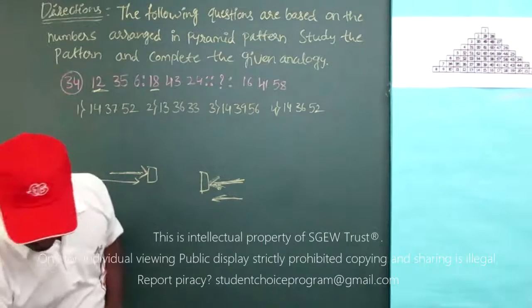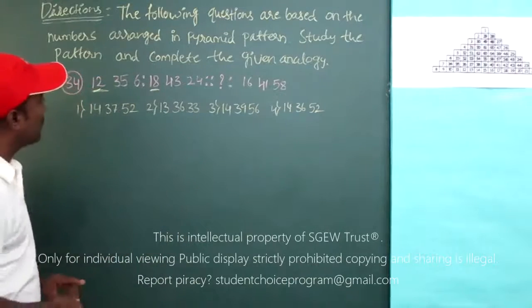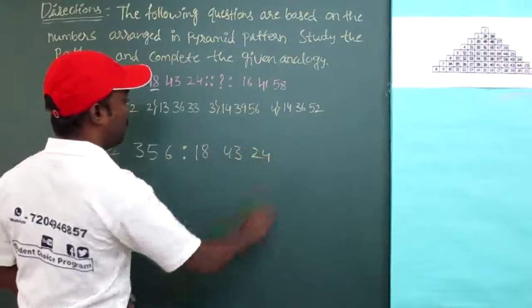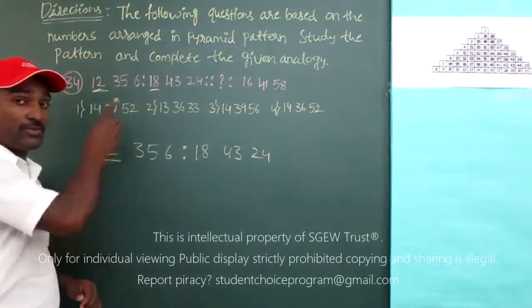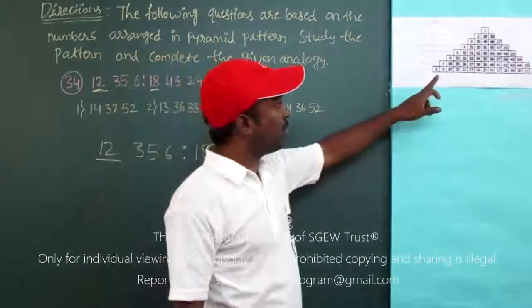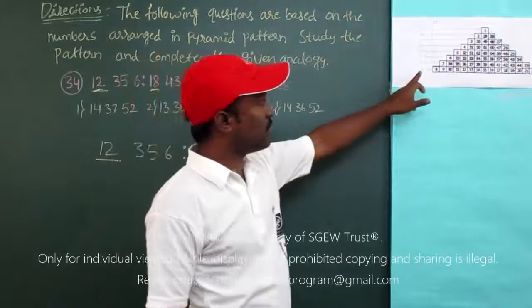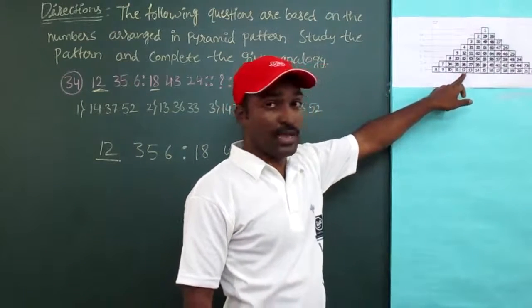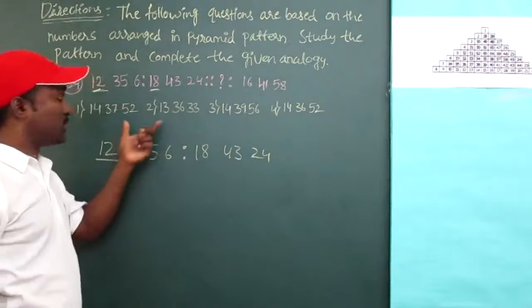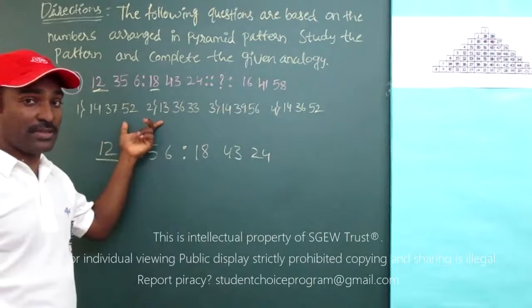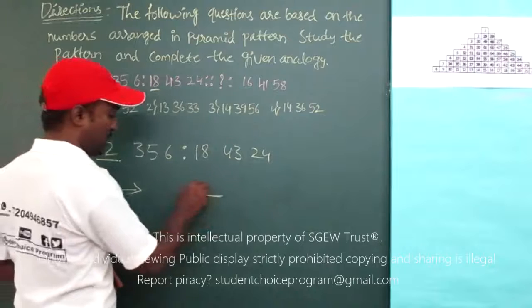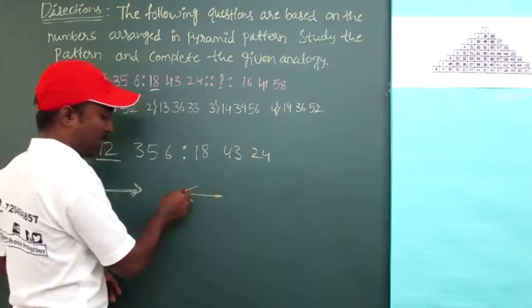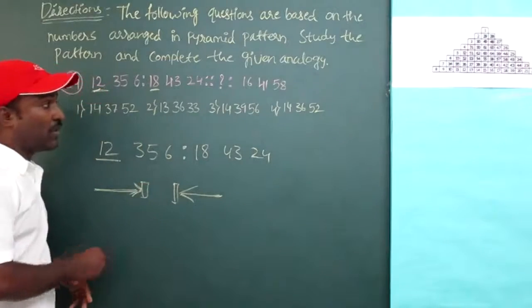Okay, let me solve this question. So I will take these numbers 12, 35, 6, colon, 18, 43, 24. This 12 you have to see in the pyramid pattern. So where is 12 located? If you see carefully, in the first row I get 12. Okay, 12 is located here. As I said, this problem is also using the same analogy as explained in the previous example. So in the previous example, this analogy, that is, the total number of numbers which are left from this direction, they are left from this direction, and they have written the numbers which are present at this place. Now I am having 12 here.